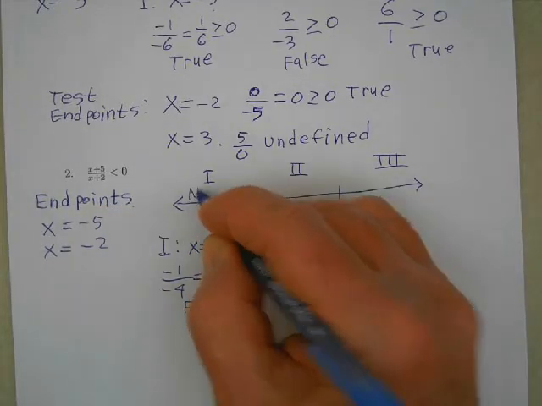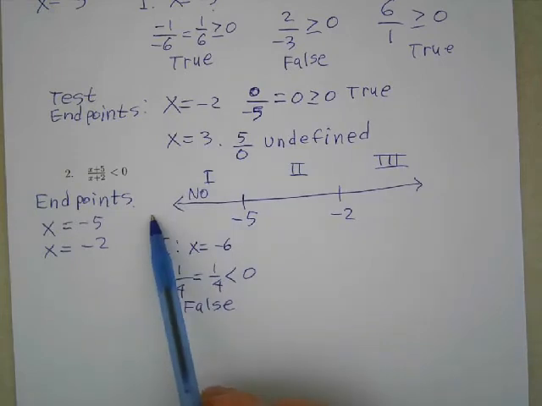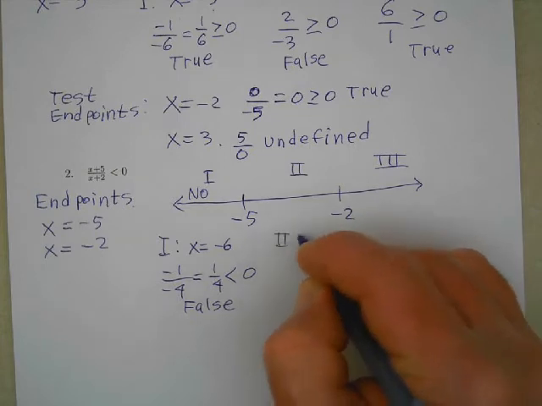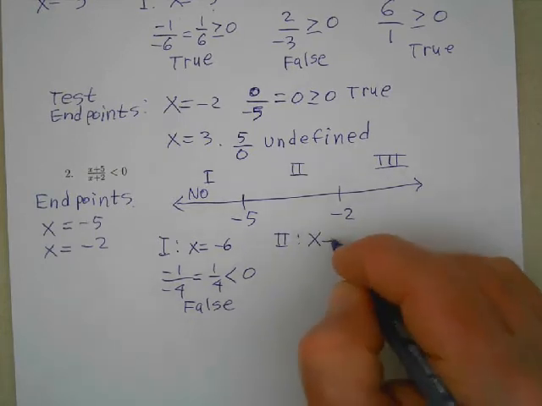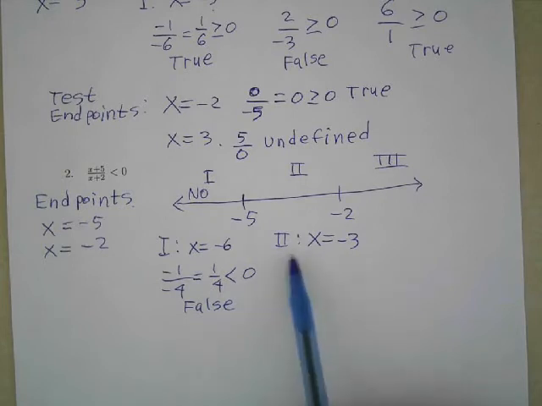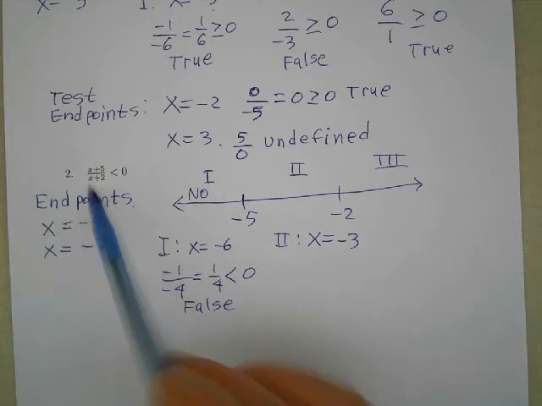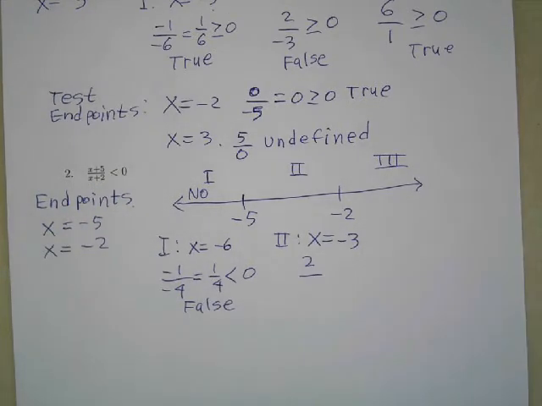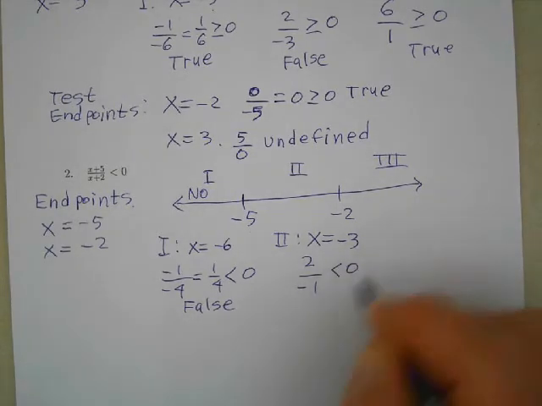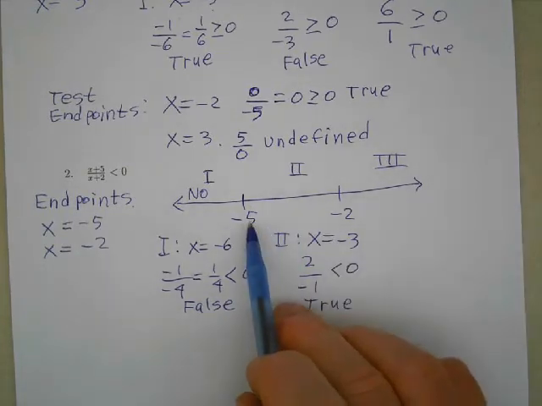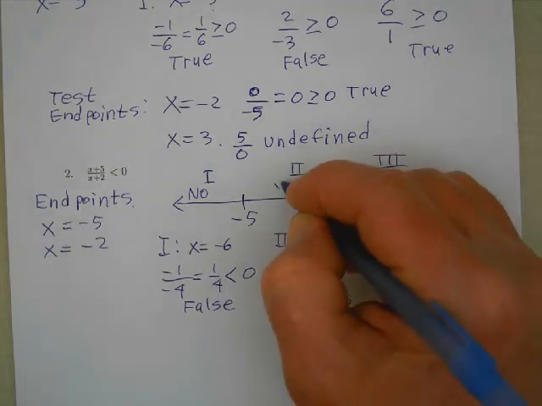So no number in that interval between -∞ and -5 is a solution. In the second interval, I'll pick x to be -3. And then in the inequality, replace every x with -3. In the numerator, -3 plus 5 is 2. In the denominator, -3 plus 2 is -1. And so this number is negative. A negative number less than 0 is true. So every number in the interval from -5 to -2 is part of the solution set.